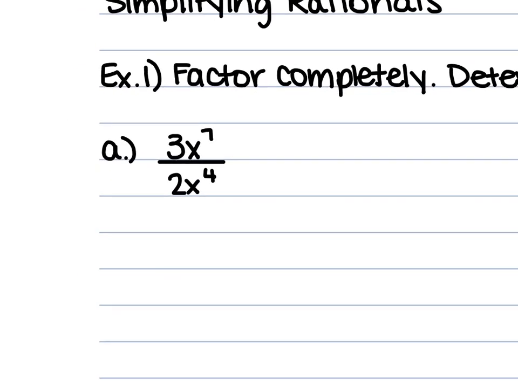The 3 and the 2, if you want to separate it, separate it. The 3 over the 2, you can't simplify anything from that. Your x to the 7th over x to the 4th, your bigger exponent is on top, so take 4 away from that 7, keep it on top. So we're going to have 3x cubed over 2, and that would be your solution for that one.